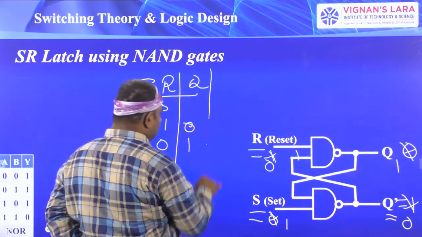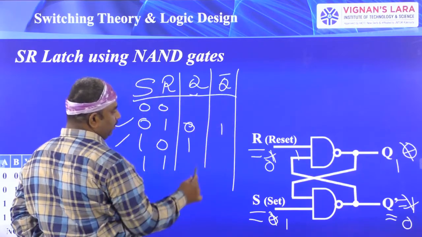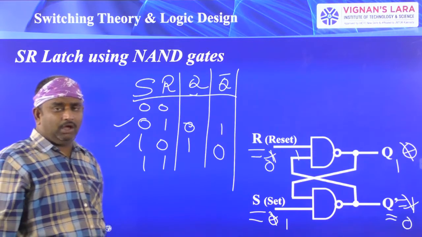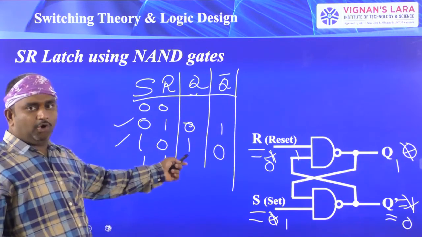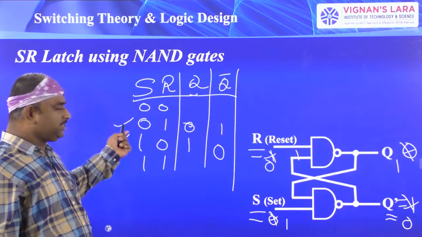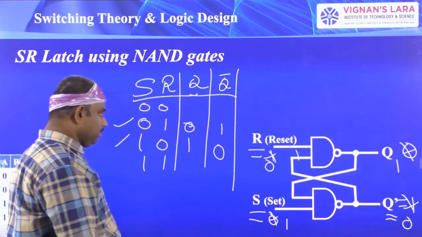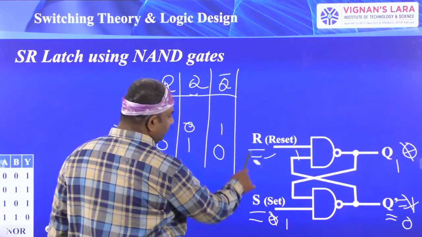So you can write the Q bar value here also. This is the Q bar value and it is 0. Now Q is 1, Q bar is 0. So this is the 0, 1 and 1, 0 combination. Whenever set is equal to 1, the output also goes to 1. When set is equal to 0, the output is equal to 0. Next, we have to take the next combination.